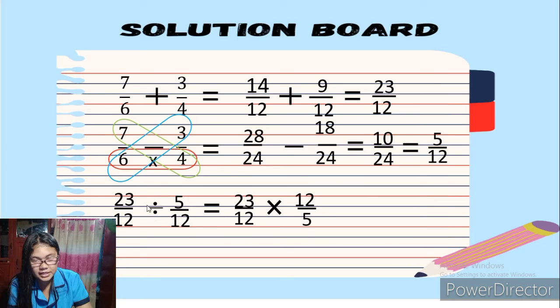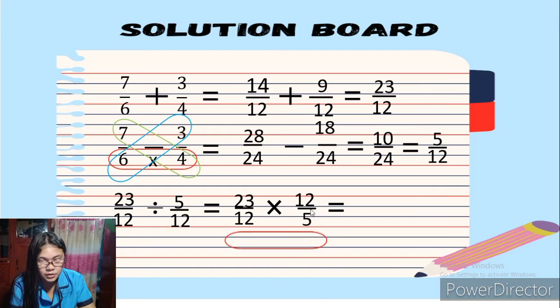Kasi diba ni-reciprocate natin yung divide into multiplication. Kaya isa dito sa dalawang fraction, magbabaligtad. Yung 5 kanina na numerator, naging denominator. Tapos yung denominator ng 12 ngayon naging numerator. So, 23 times 12 is equals to 276 over 12 times 5, 60.